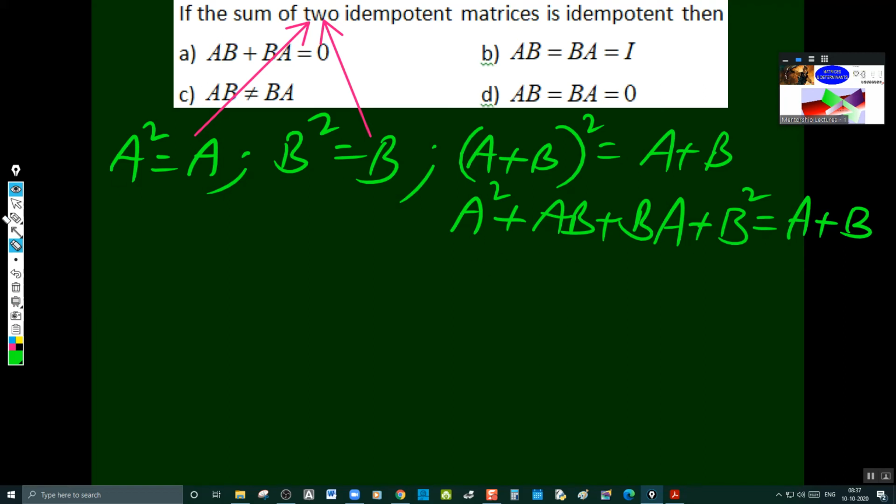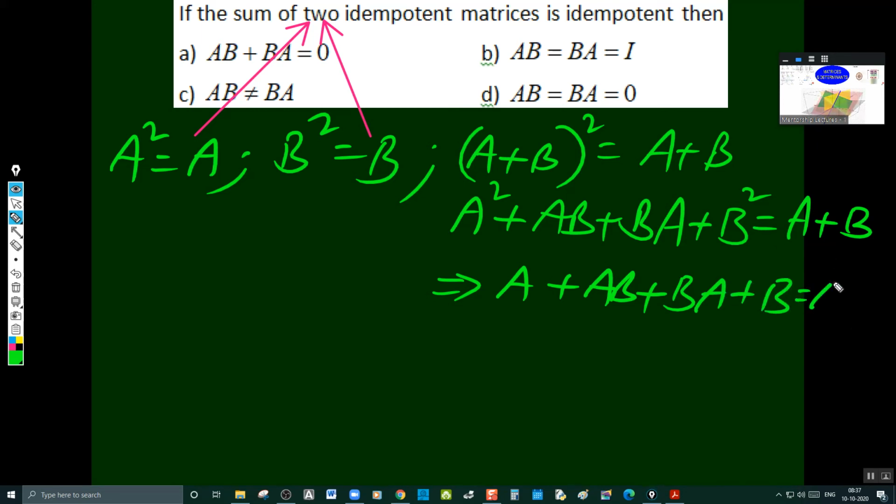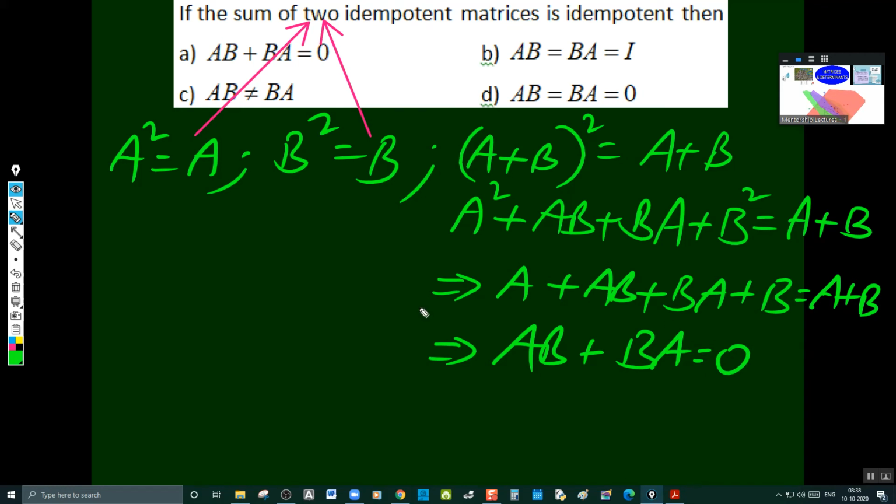So instead of A square you can write A, plus AB plus BA. Instead of B square, you can write B, so A plus B is equal to A plus B plus AB plus BA, and thereby A plus B are common on both sides. So what is remaining? AB plus BA is equal to 0. So your option here is clear. The first option is very much clear: AB plus BA is equal to 0.